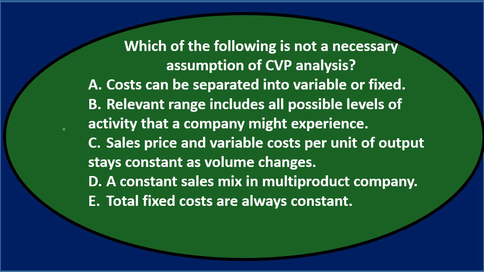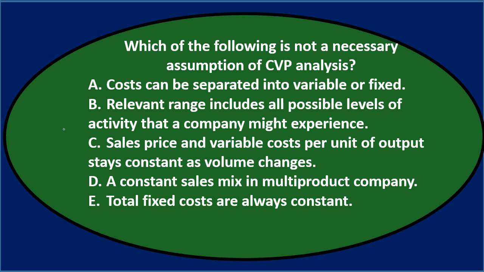Next question. Which of the following is not a necessary assumption of CVP analysis? A, costs can be separated into variable or fixed. B, relevant range includes all possible levels of activity that a company might experience. C, sales price and variable costs per unit of output stay constant as volume changes. D, a constant sales mix in a multi-product company. Or E, total fixed costs are always constant.